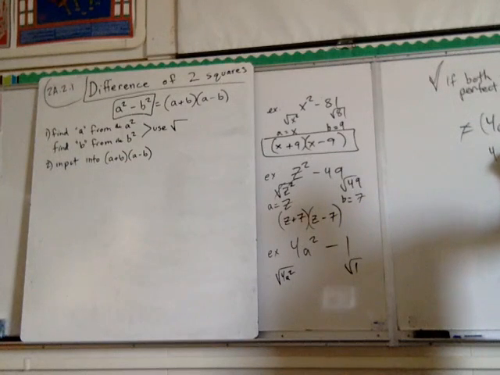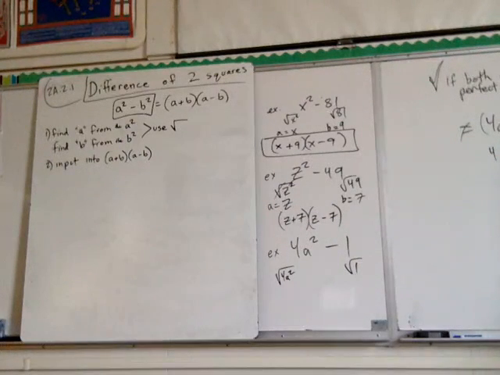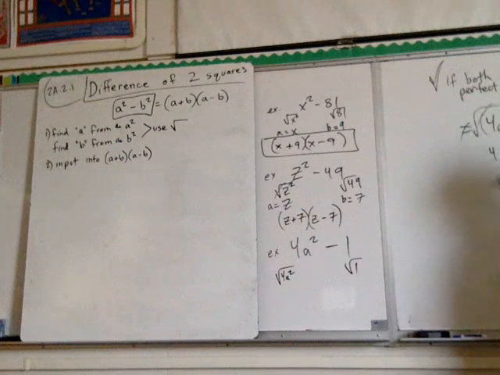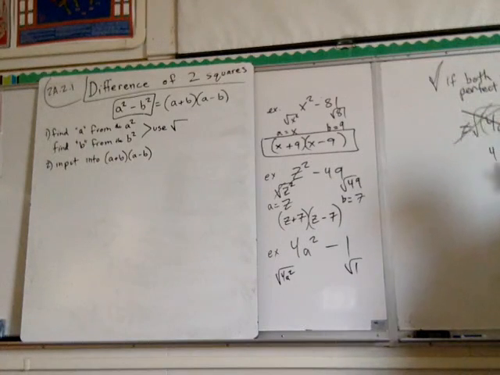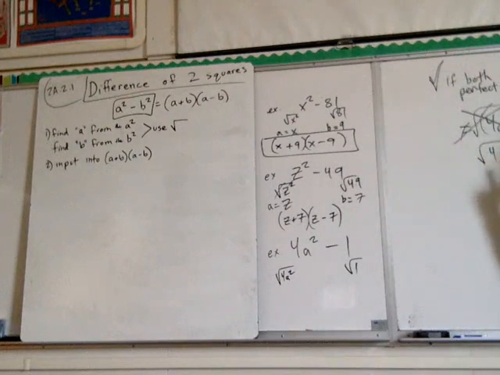This is 4a squared. So the squared is connected to that a value. It's a subtle difference, but if I wanted to know the square root of this, it would just be 4a. That's not correct. This is not what we were dealing with. We have this guy. What times what gives you that 4a squared?